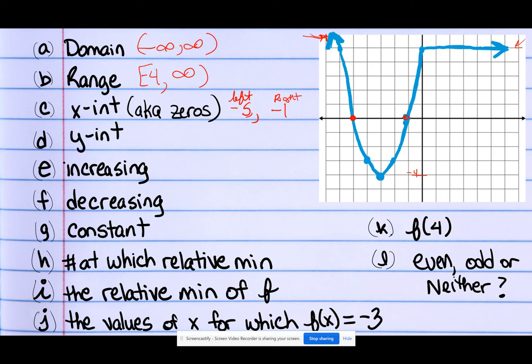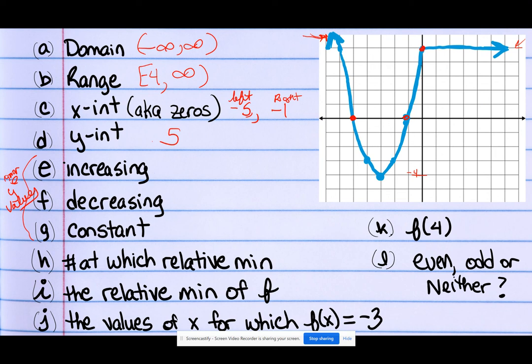And then the y-intercept, we only have one y-intercept. It's way up here, and that's 5. And then increasing, decreasing, and constant. Okay, this is a little interesting. Again, we're going to ignore the y values. Don't forget to ignore the y values.